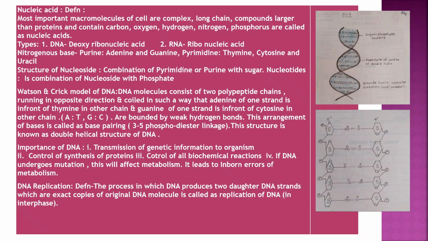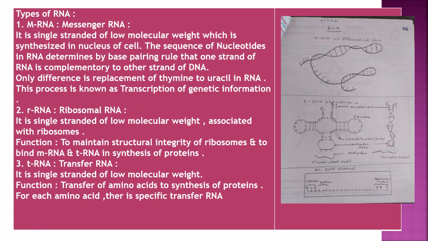Importance of DNA: transmission of genetic information to the organism, control of synthesis of proteins, control of all biochemical reactions. If DNA undergoes mutation, this will affect metabolism. It leads to inborn errors of metabolism. DNA replication is the process in which DNA produces two daughter DNA strands which are exact copies of the original DNA molecule. It is called replication of DNA, in interphase.